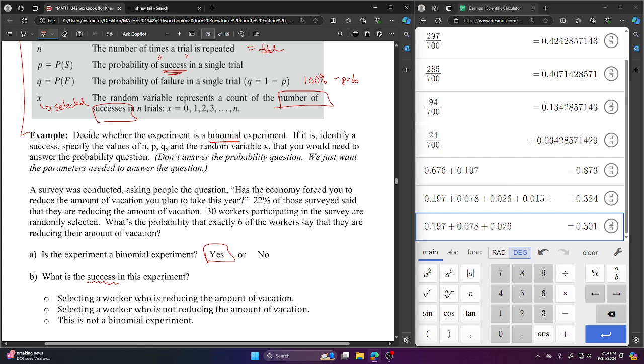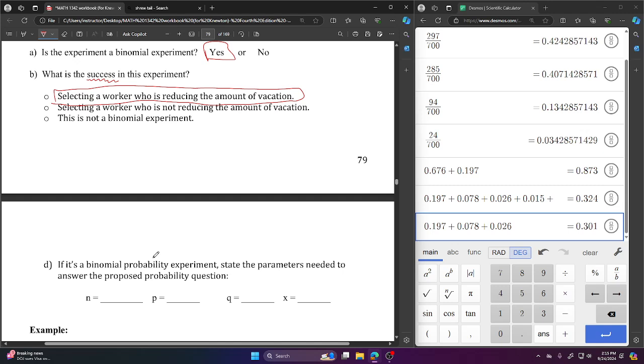So a selected worker is reducing the amount of vacation. I don't want to put X because that makes it sound bad, but I'm serious. This is success because that's what they're asking for. It even says right here, 22% said they're reducing it down. That's your p-value right there, your probability of success. Is that a good, successful thing? No, but it doesn't really matter. They're just saying that's success in this particular case. Does that make sense? Very subjective. So we don't want to think like that, okay?